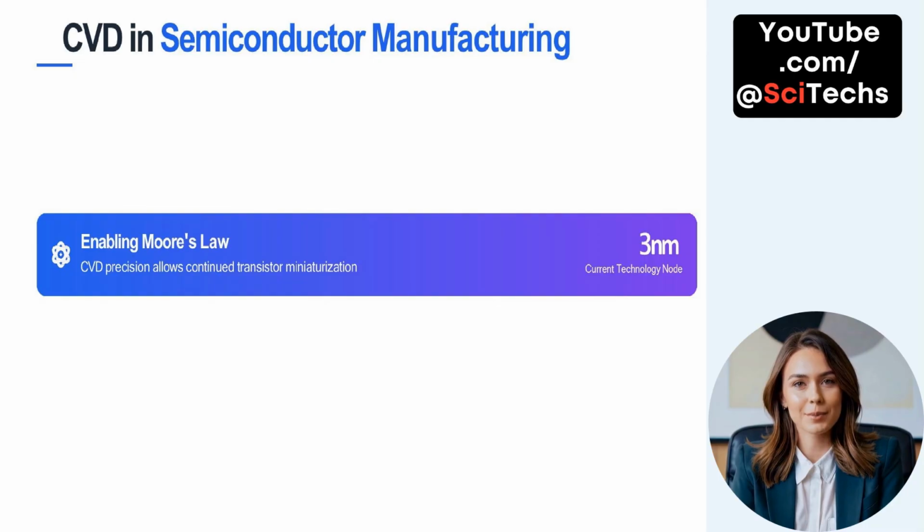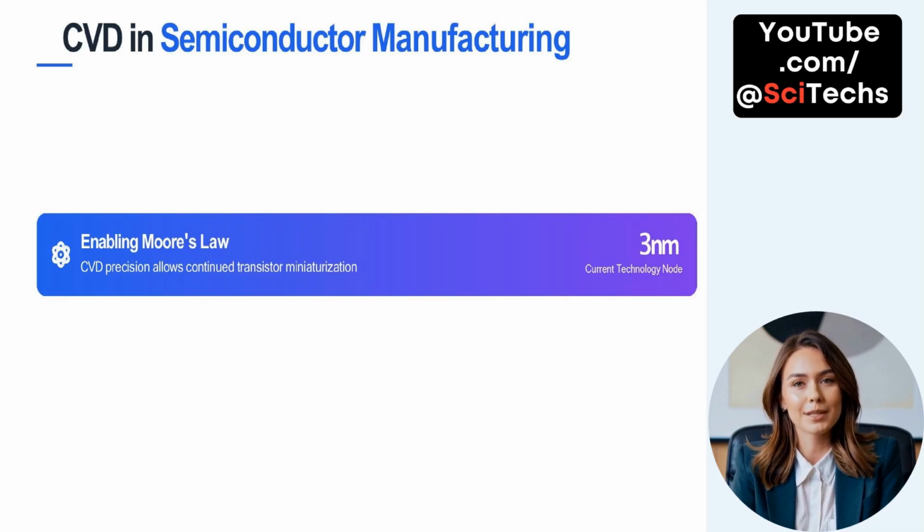CVD in semiconductor manufacturing, enabling Moore's Law. Chemical vapor deposition plays a critical role in enabling Moore's Law, the observation that the number of transistors on a chip doubles approximately every 2 years. As semiconductor devices shrink in size, maintaining high performance and functionality requires extremely precise deposition techniques. CVD delivers the atomic-level control necessary to fabricate ultra-thin layers with uniformity across increasingly complex and miniaturized chip structures.